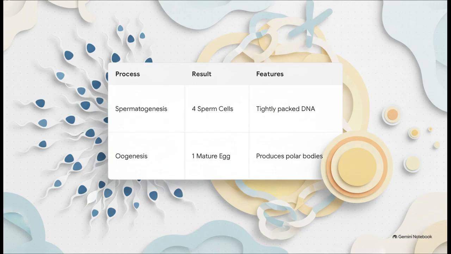Looking at gametogenesis, which is just the process of these cells maturing, it's absolutely fascinating to contrast the 2 different pathways. Spermatogenesis is all about mass production.